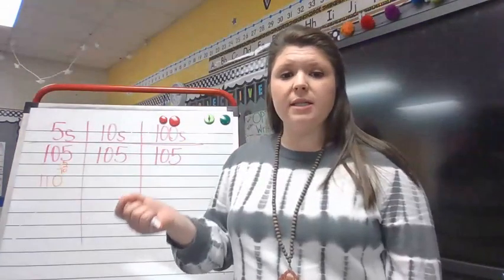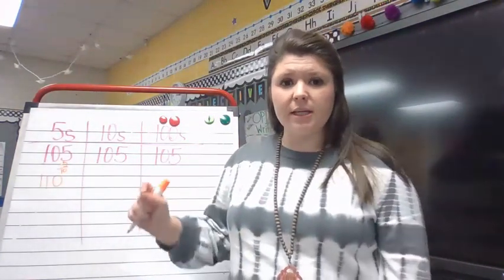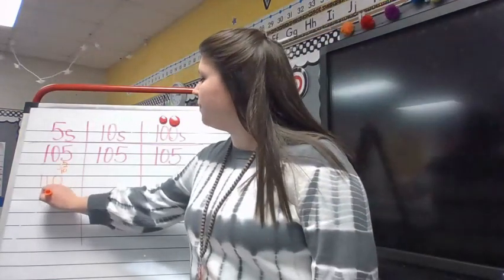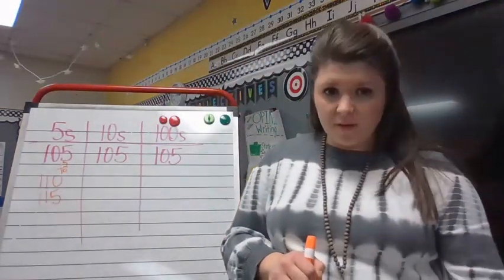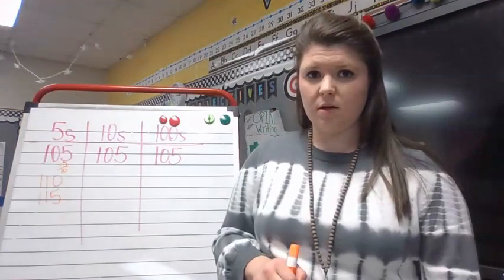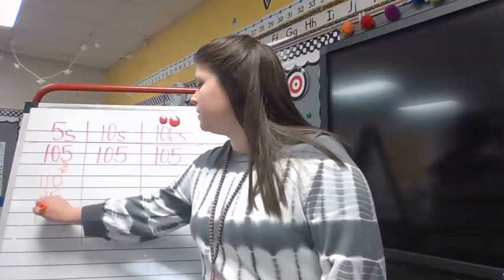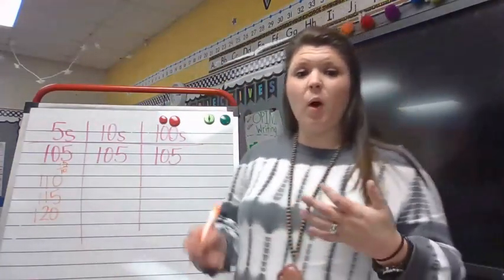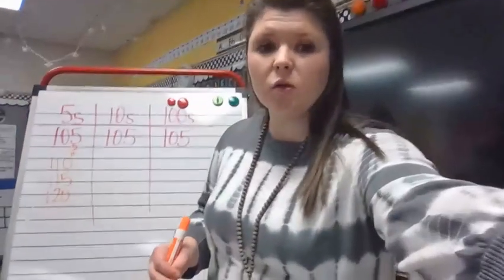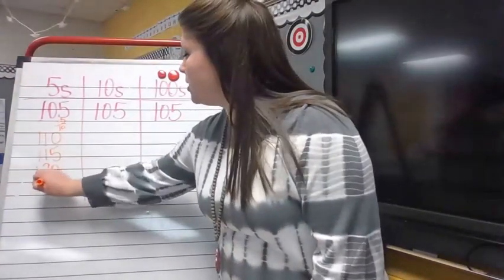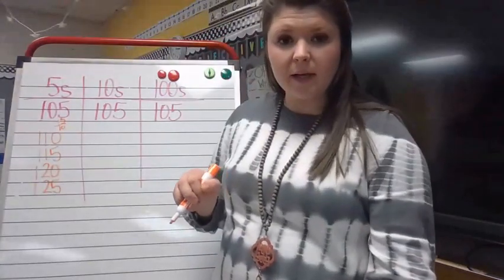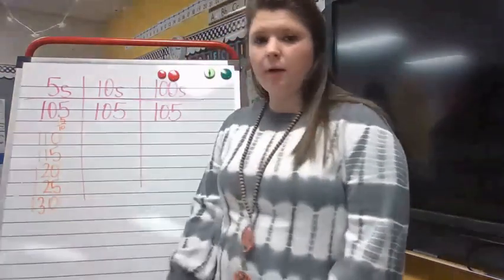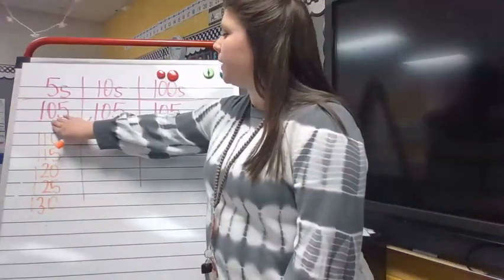All right, now that we're at 110, let's add 5 more. What's 110 add 5 more? 115. All right? 115 plus 5 more. 120, because remember 5 plus 5 equals 10. So we have to regroup our ones into groups of 10. All right, 120 plus 5 more. 125. 125 plus 5 more. 130.